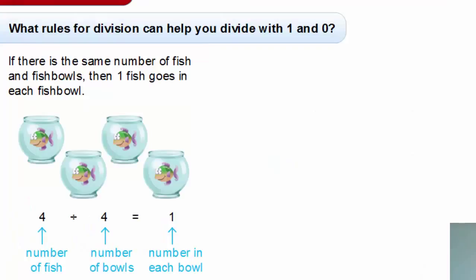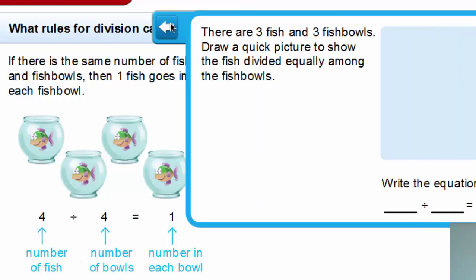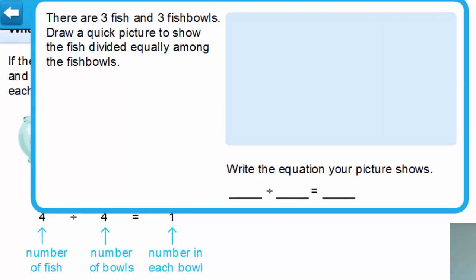If there is the same number of fish and fish bowls, then 1 fish goes in each fish bowl. So let's look at it in action. There are 4 fish divided into 4 equal groups, or 4 fish bowls, equals 1 fish in each fish bowl. 4 divided by 4 equals 1. Let's look at another problem. Now there are 3 fish and 3 fish bowls. Draw a quick picture to show the fish divided equally among the fish bowls.